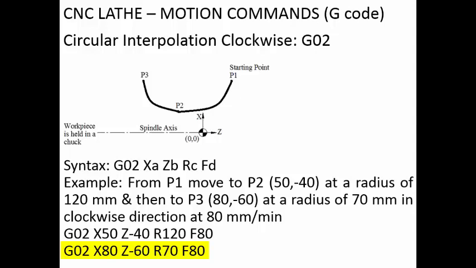So whenever it reaches the second line, it will come to this particular point at a radius of 70 millimeter, feed rate of 80 millimeter per minute. It will come in this particular path. It is going to stop at point P3.